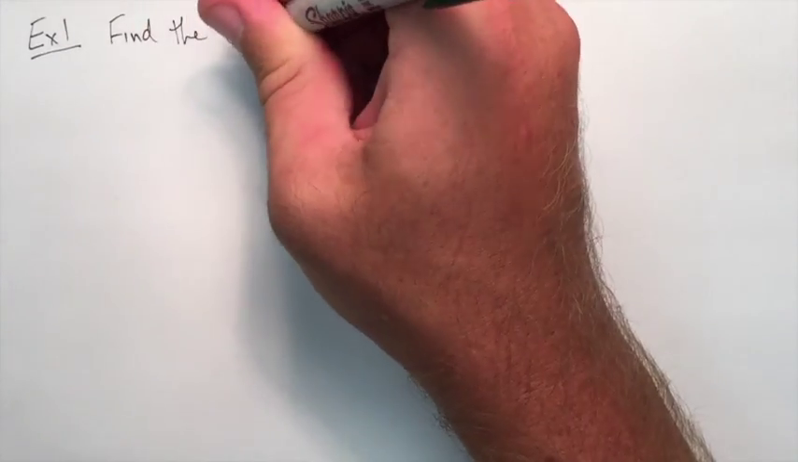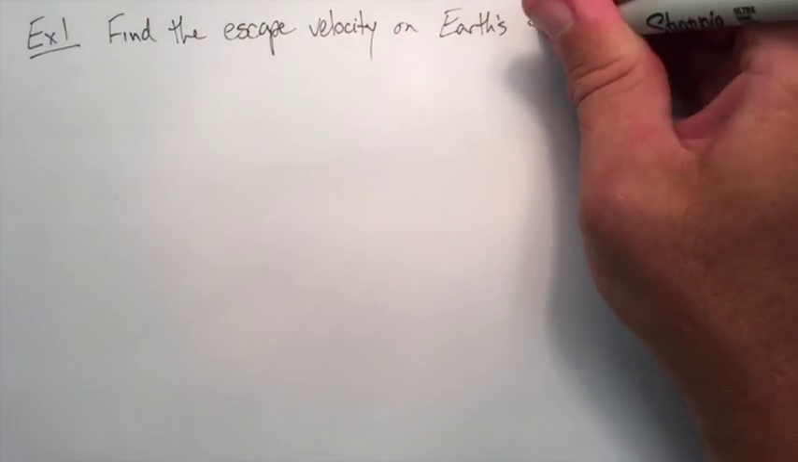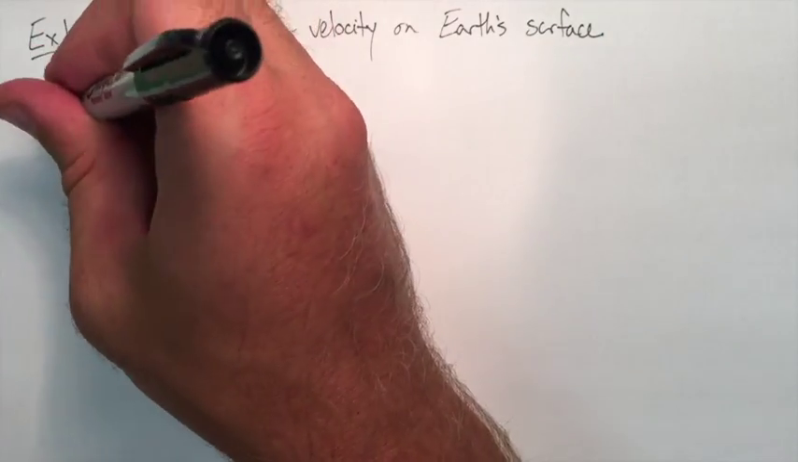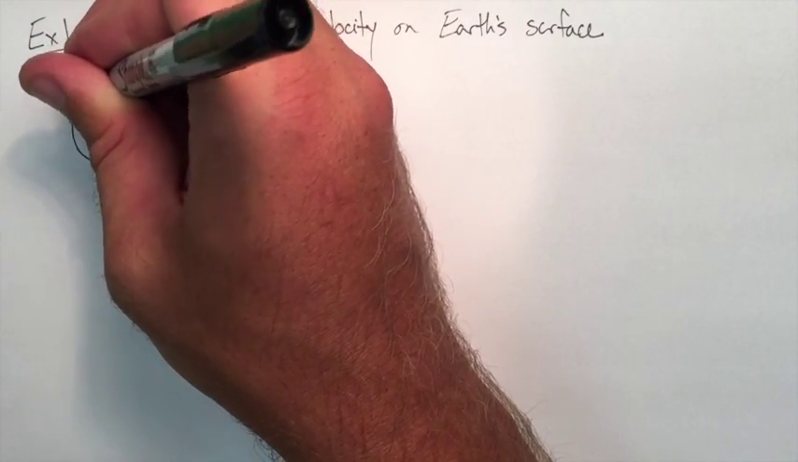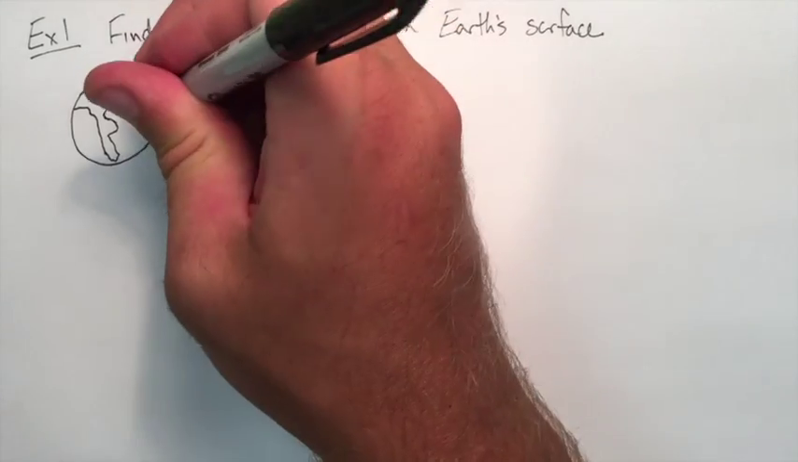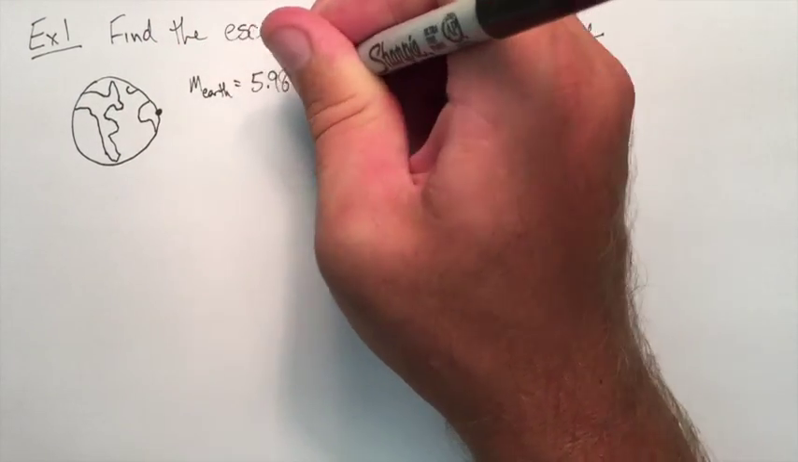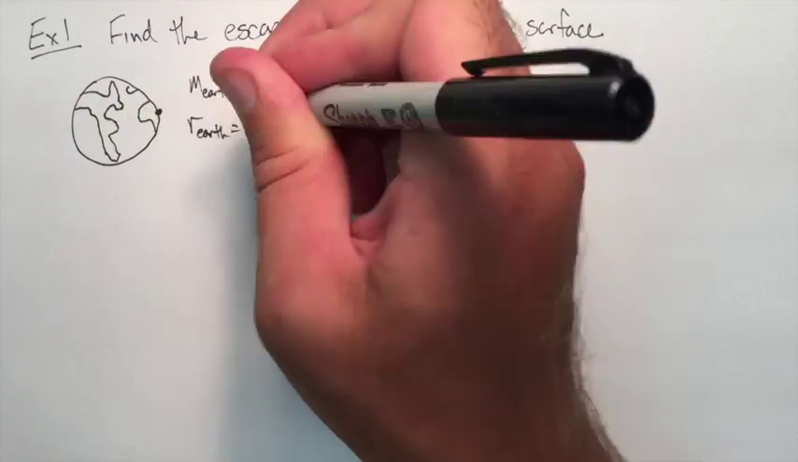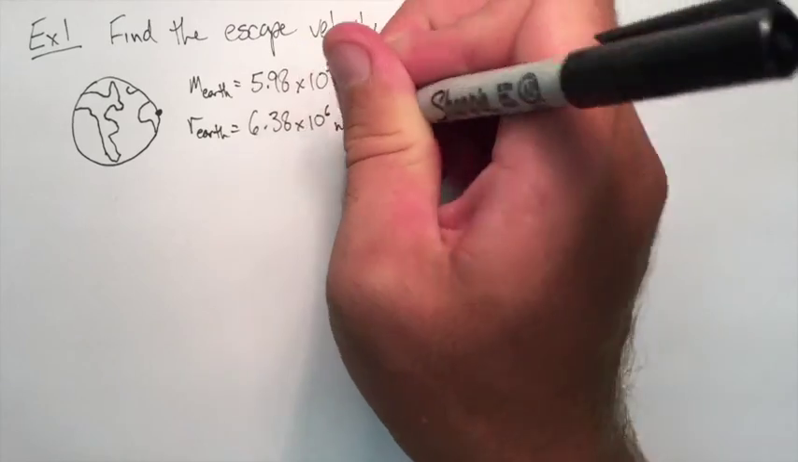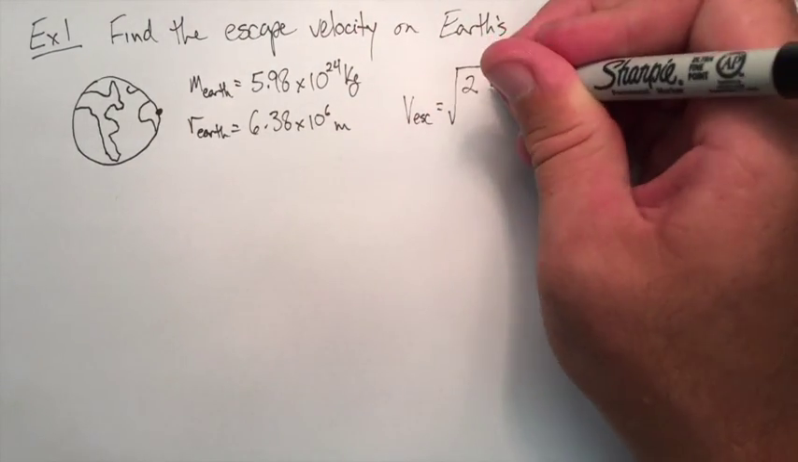So let's use it here in an example. Let's find the escape velocity, what the actual value is on Earth's surface. So again, this is like I'm standing on Earth's surface. How fast would I have to throw a baseball to get it to fully leave Earth's gravitational pull? So here we need the mass of Earth, which is 5.98 times 10 to the 24 kilograms. We also need the radius of Earth, that would be my separation between me and the center, and that's 6.38 times 10 to the 6 meters.